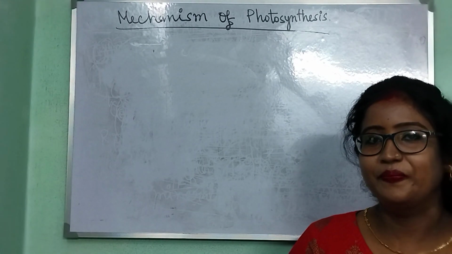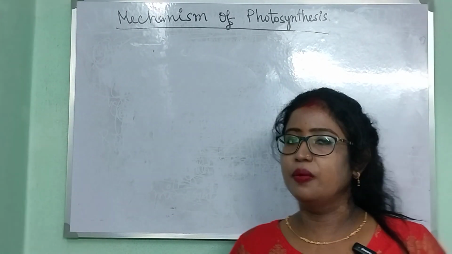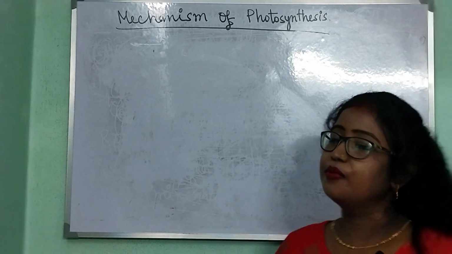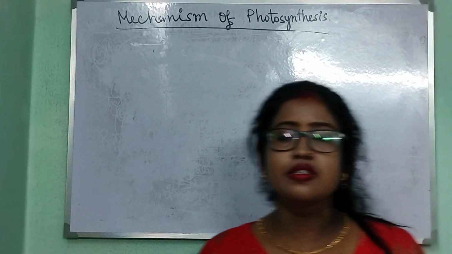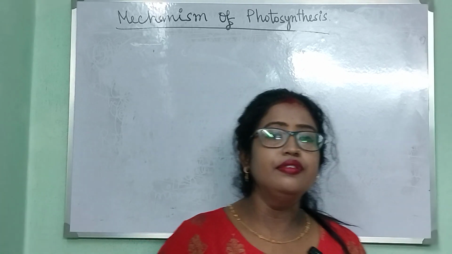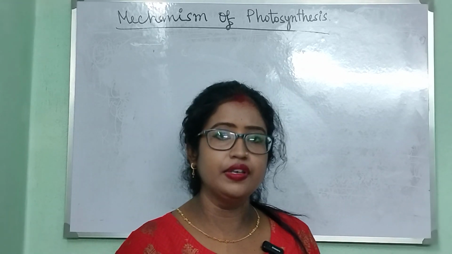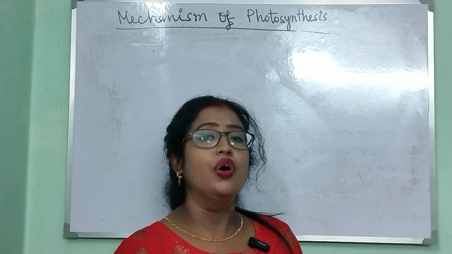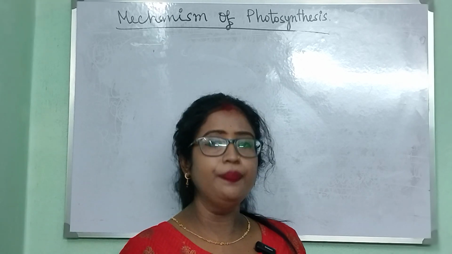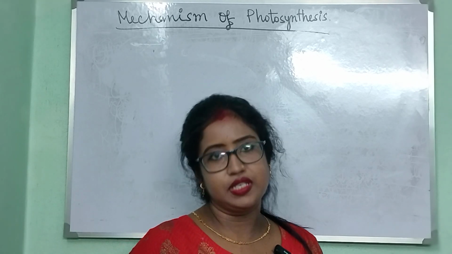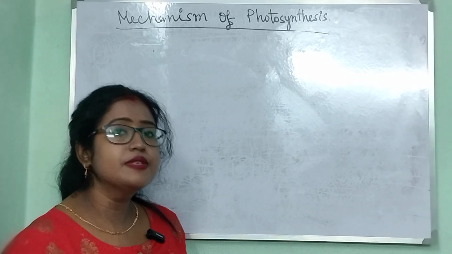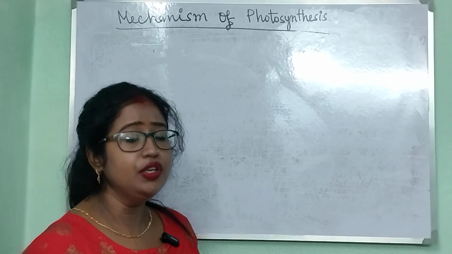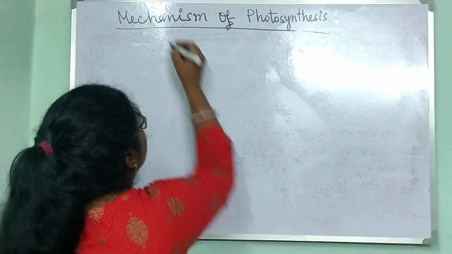Hello students. Our today's topic is mechanism of photosynthesis. In previous classes, we discussed that photosynthesis is the event of production of organic food material from inorganic raw substances. Photosynthesis mechanism occurs in two phases.